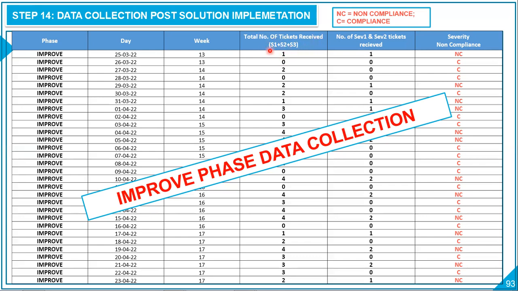Total number of tickets received covers all 3 types of tickets, S1, S2, S3. Then the number of severity 1 and severity 2 tickets received: out of these tickets, how many are severity 1 and severity 2? And then severity non-compliance, that's our metric. This is the data collected for 1 month by the team, that is 30 days, and the frequency of data collection is of course day-wise, which you already talked about. Let's go to the next slide.